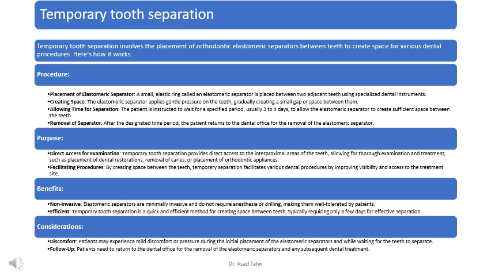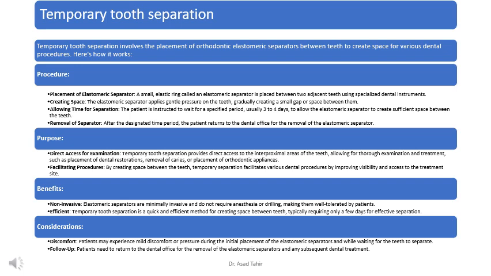Allowing time for separation. The patient is instructed to wait for a specified period, usually 3 to 4 days, to allow the elastomeric separator to create sufficient space between the teeth. Removal of separator. After the designated time period, the patient returns to the dental office for the removal of the elastomeric separator. Purpose. Direct access for examination.